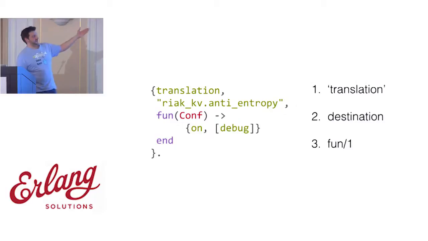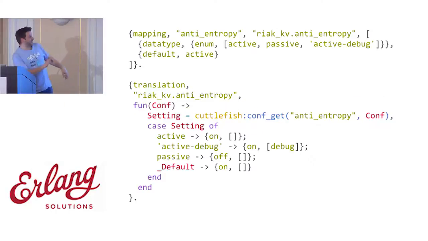A translation is a 3-tuple. It's the atom translation. The second thing is the destination. This is where it ends up in the app config, the proplist of proplists. And the third one is a function that takes in the entire config. And this function is a terrible one that always outputs the same thing, so don't do this. Do this instead. It's harder to read, so I put up the real example after we did the trivial one.